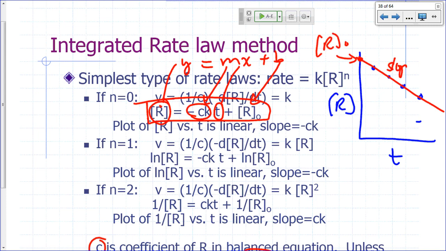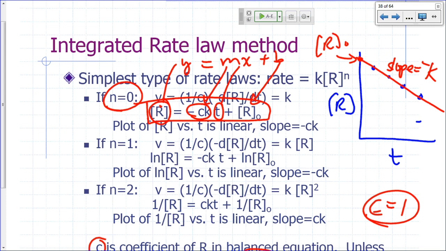And if you were to measure the slope of this line, you'll find that the slope is equal to negative k. You'll get a negative slope, okay? And k is your rate constant. We're just going to assume, like I said, that c is equal to 1, so your slope is equal to negative k. That's what you would expect if your rate law is zero order with respect to the concentration of R.